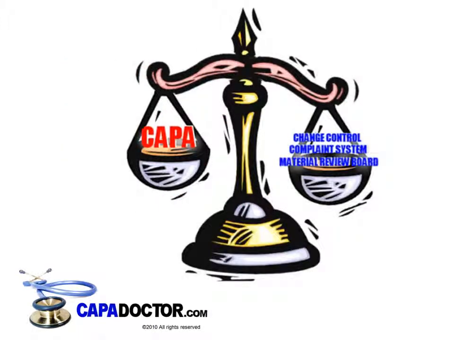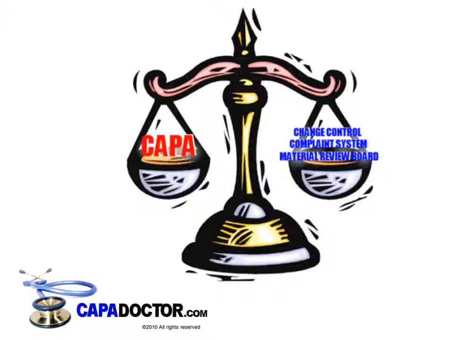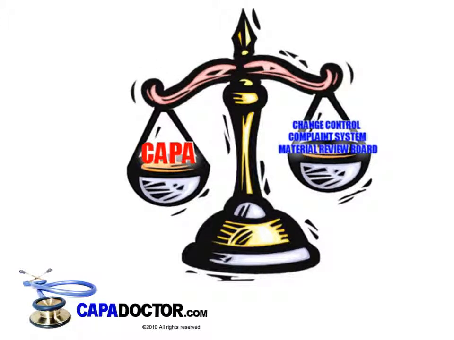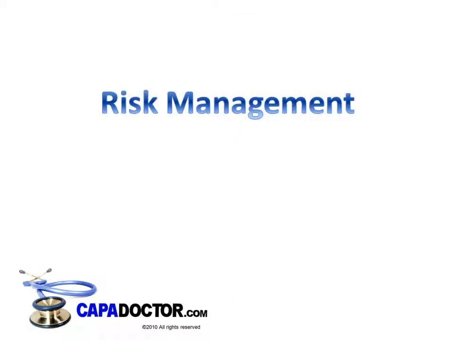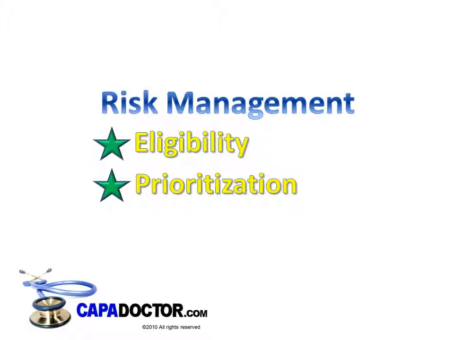Do not overload your CAPA system with lower priority problems. Use other appropriate processes to address these issues, such as your complaint system, material review board system, or change control system, among others. Use an appropriate risk management process to determine CAPA eligibility and prioritization.